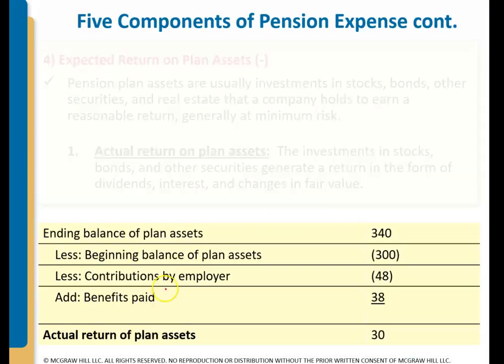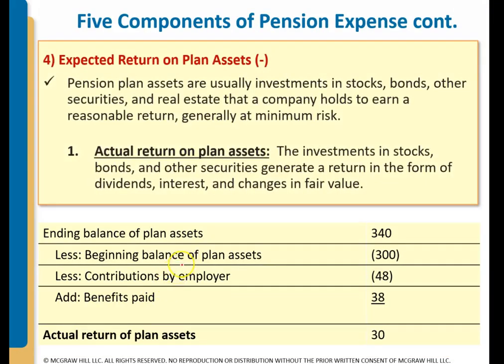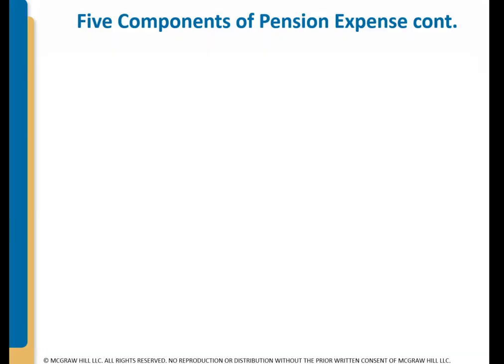Let's continue with some math right here, just so you know. If a problem gives you a different set of facts and says, what is the actual return of the plan assets, which they might ask on the CPA exam? Well, we're given these other facts. We're given the ending balance and the beginning balance. So we know the difference between the ending and the beginning for the year is $40 million.